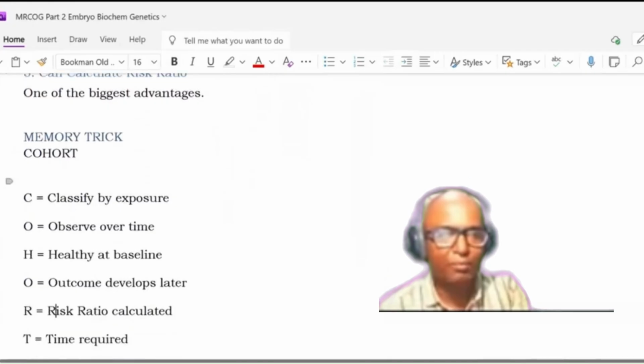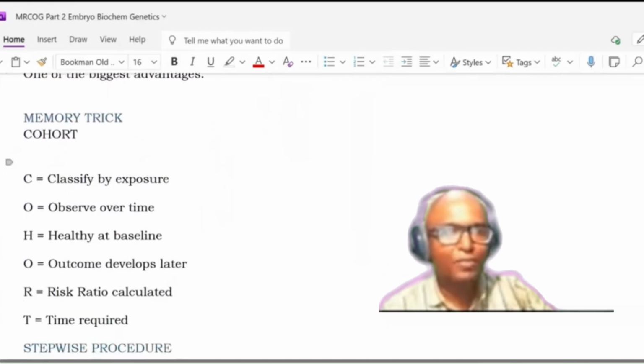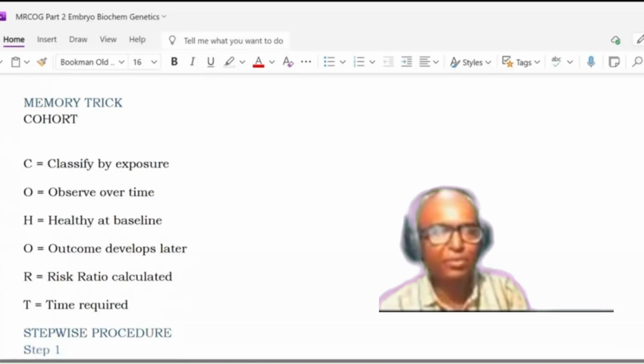So there is a mnemonic to remember for cohort. Here, C is classify by exposure. O is observed over a period of time. H is healthy at the baseline. O is outcome develops later. R is the risk ratio is calculated, and time is required. So basically in cohort, you get incidence as well as the risk ratio. So this will just help you to remember the things.